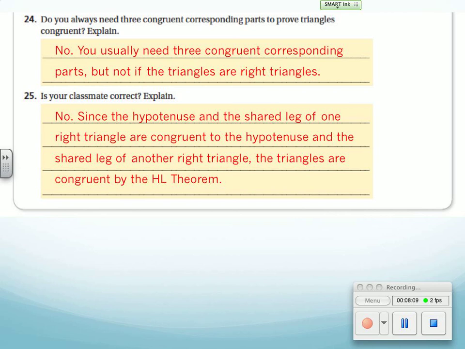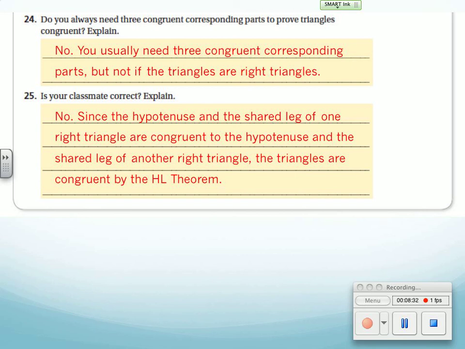So basically, the lesson that we just learned, 4.6, is simple. If you have 2 right triangles, their hypotenuses are congruent, and one of the legs, a shared pair of legs, is congruent, then the triangles are congruent. Now let's look at corresponding congruence and overlapping triangles.